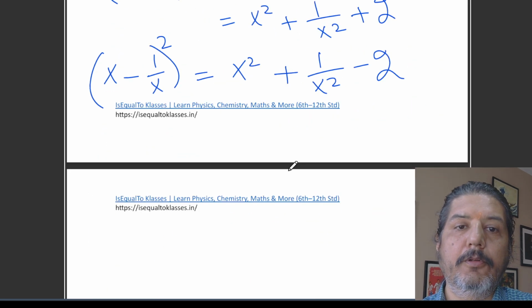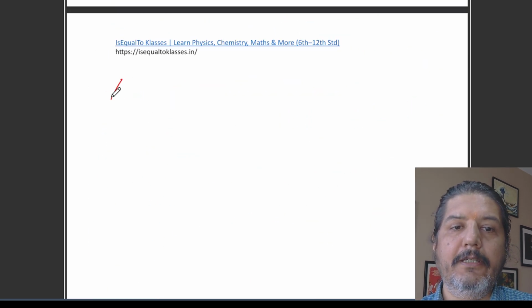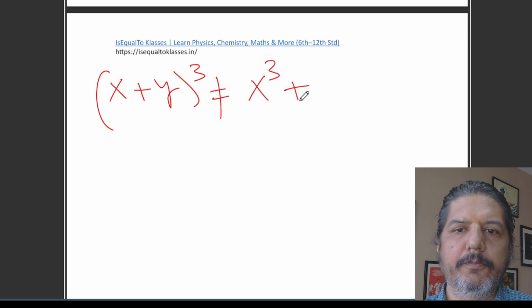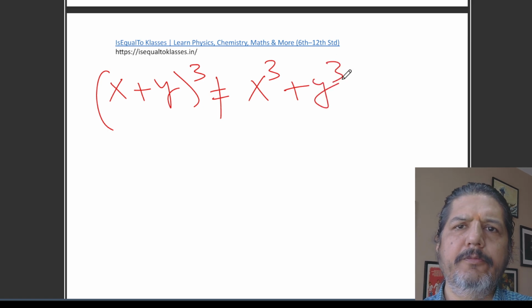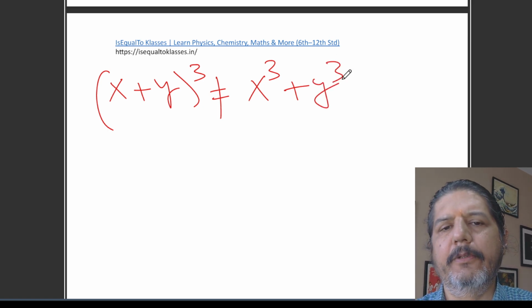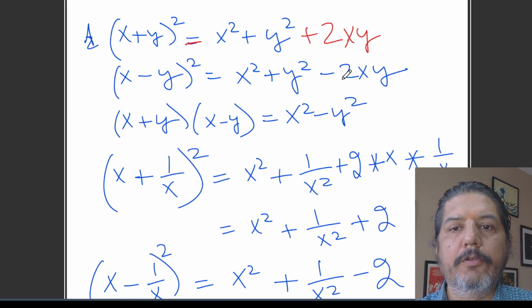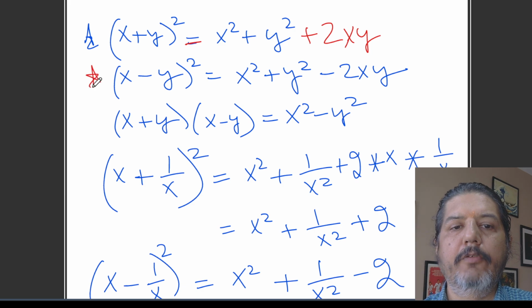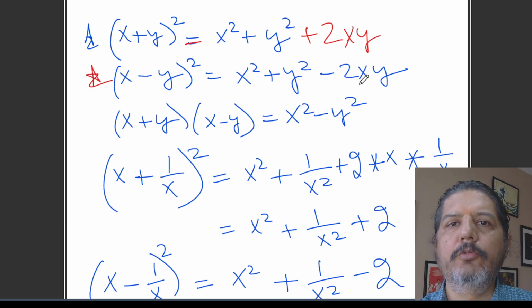Similarly, you should also understand that (x plus y) whole cube is not equal to x cube plus y cube. There's an expansion for this, but we are not doing it here. So this is what I want to clarify. This is the first formula you need to cram. (x minus y) whole square is equal to x square plus y square minus 2xy.